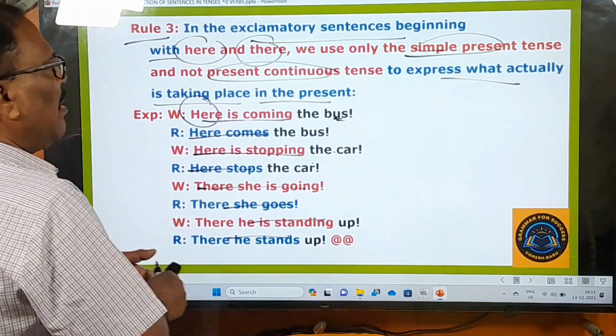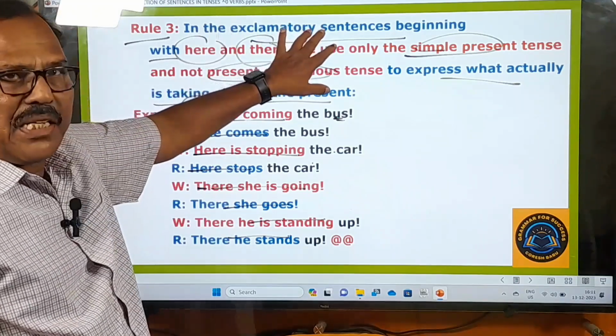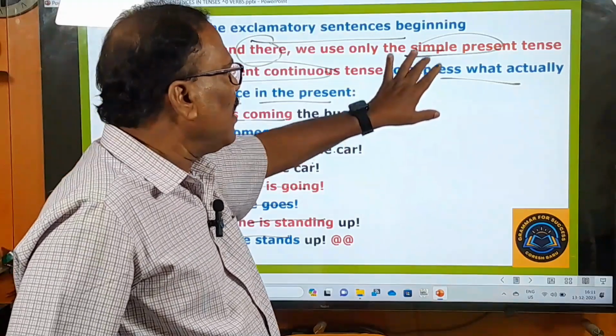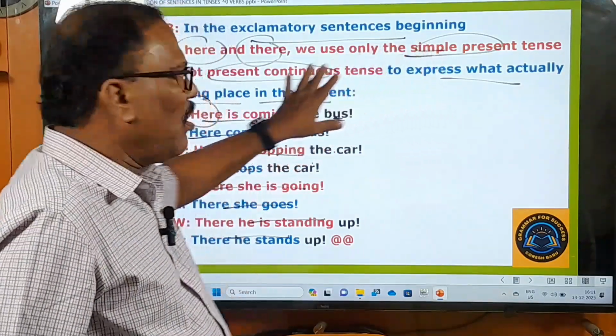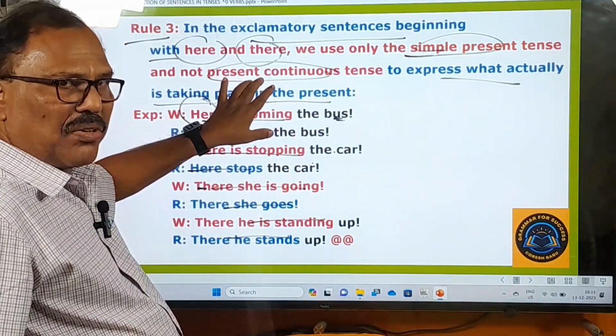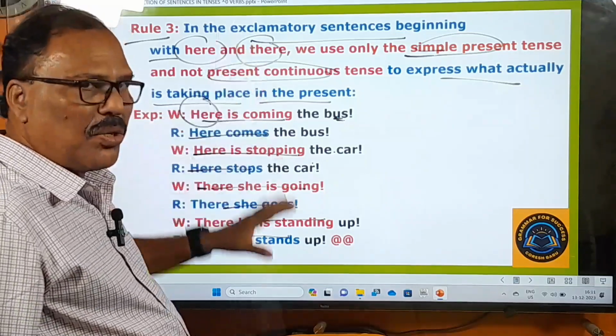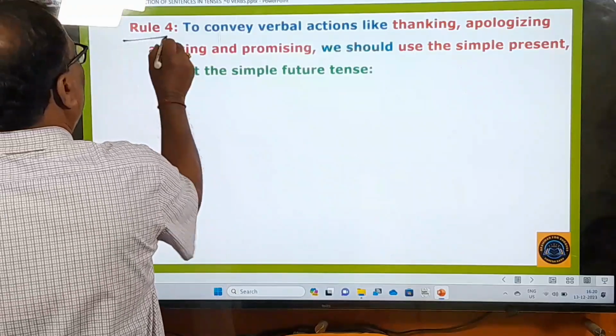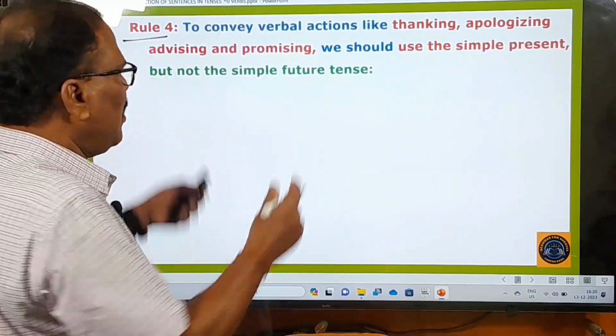So in this way, in exclamatory sentences beginning with here and there, we must use only the simple present tense, but not the present continuous tense. Okay, please keep this rule also in your mind. Now let's move on to the next rule. Rule 4. What is this rule 4? Just look at this.